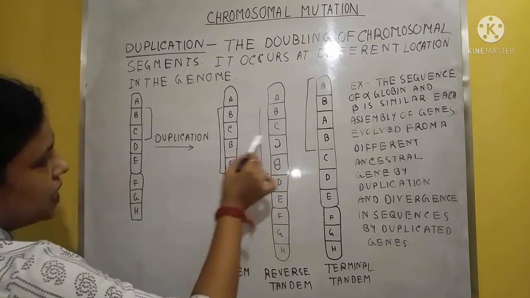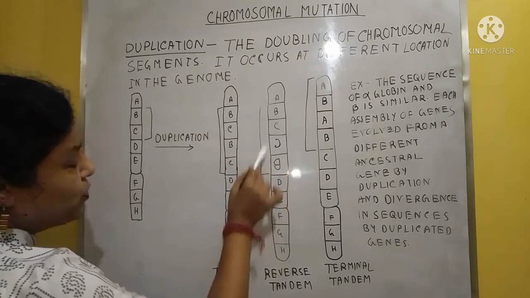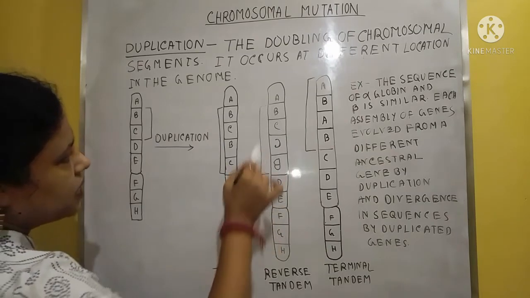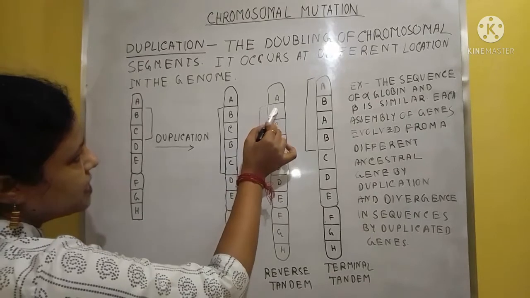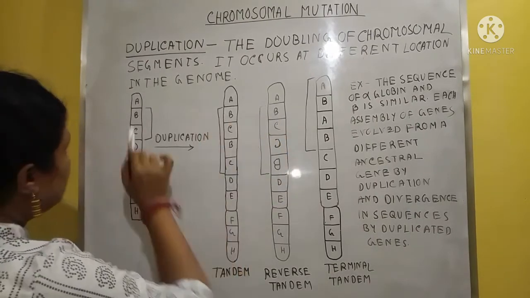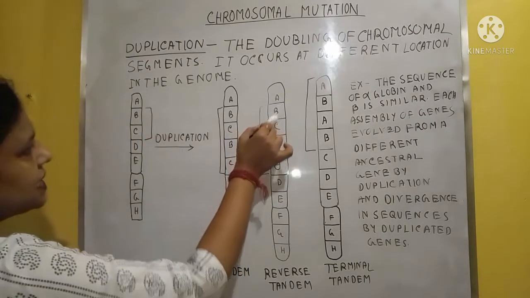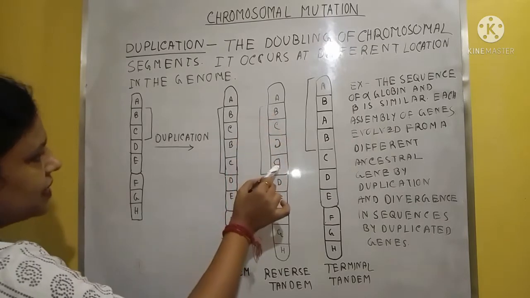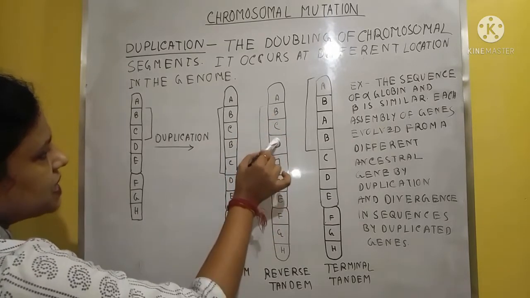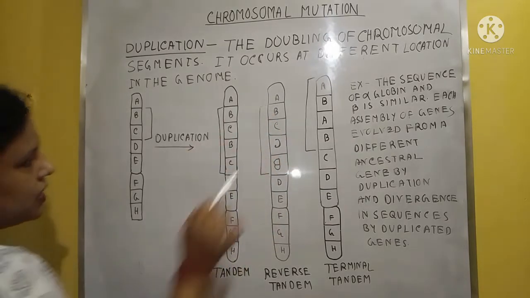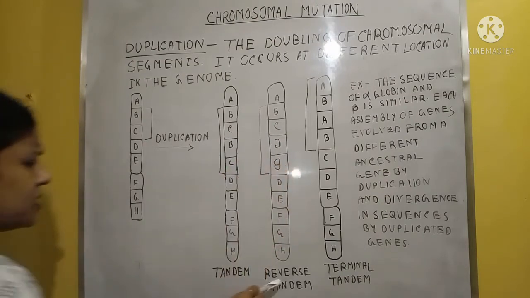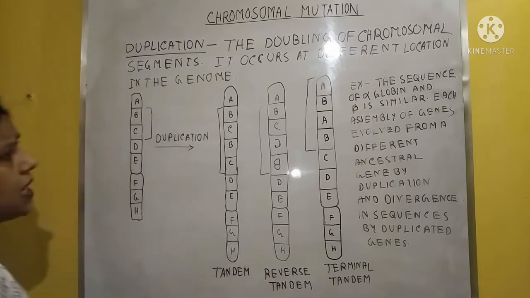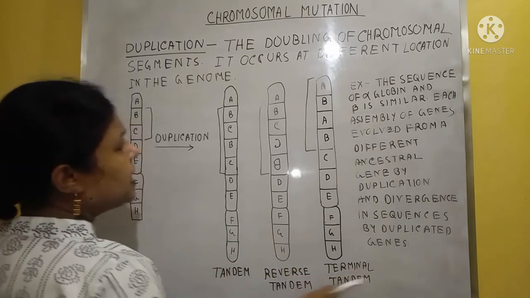Next one, if this type of duplication is seen, here you see the segment is BC, BC, that BC is the same, but after that the reverse of the BC is found. Okay, the reverse of these two segments is found. This is the reverse tandem, and the last one is the terminal tandem.